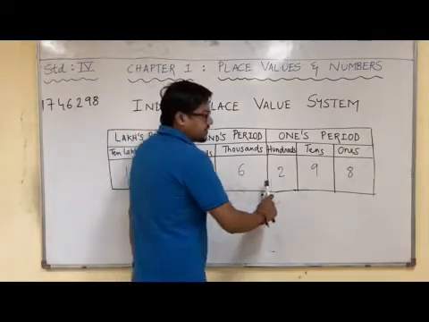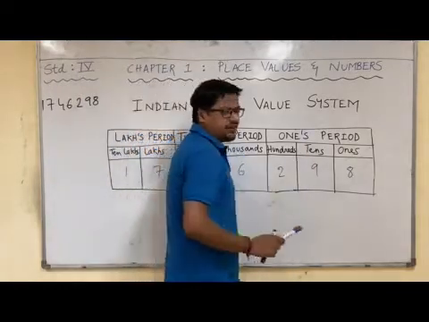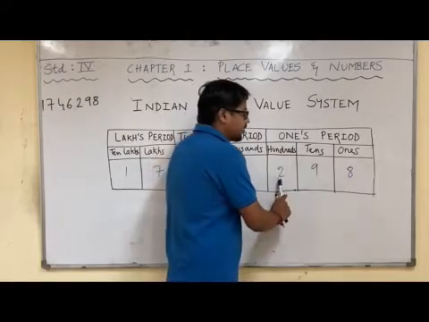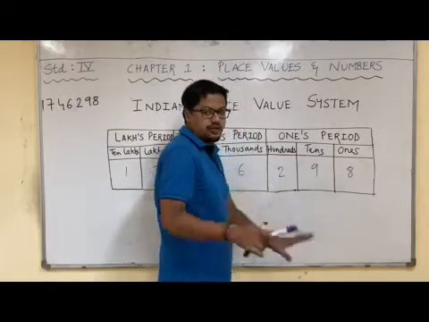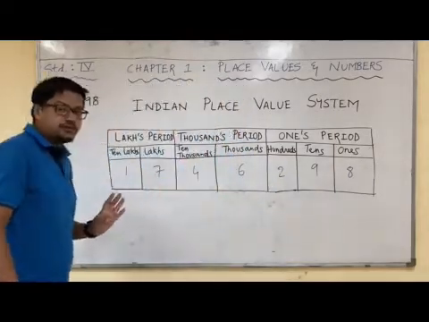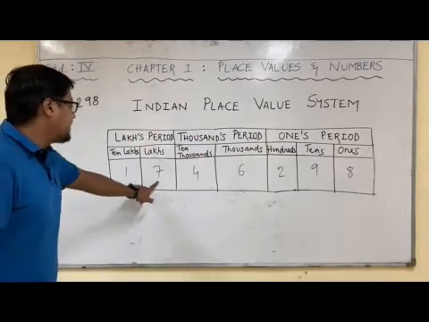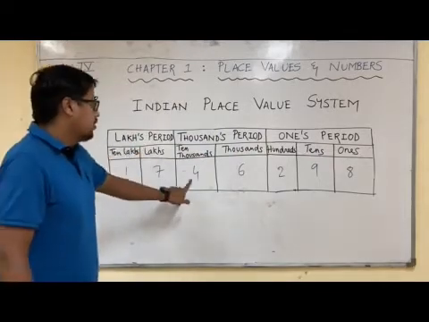46,000. These three numbers are in which period? Ones period, and we do not speak ones. We do not speak like 298 ones. We just remove it. So how do we speak? 17 lakhs.